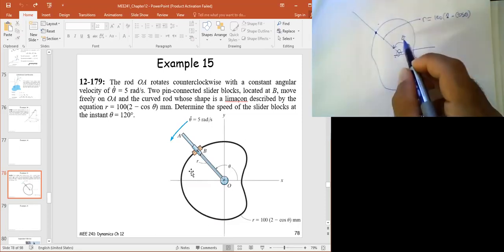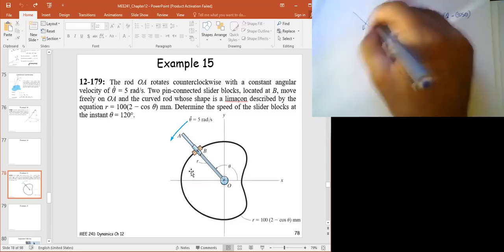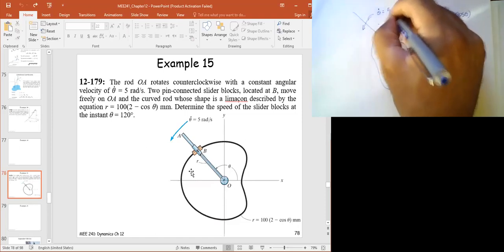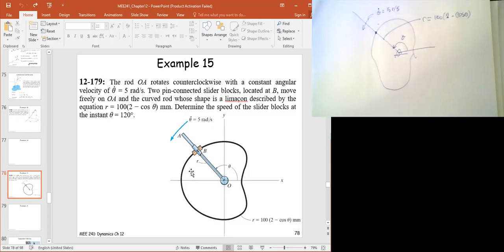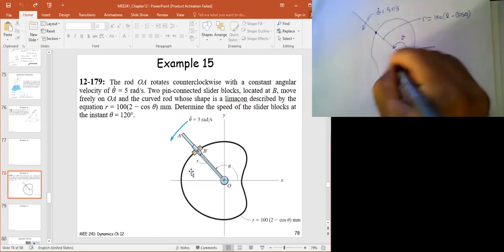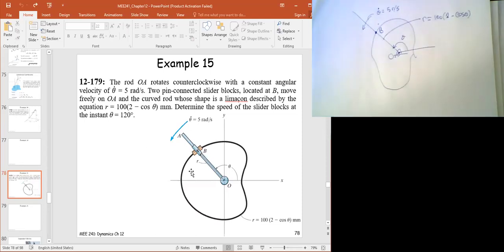They told us that theta prime is equal to 5 radians per second. Doctor, can I say that this is OB? Yes, it is. So this is point O, and this is point B. We're trying to find the speed at 120 degrees. How can I do this? We can use the formula for V. Bravo, exactly. So V is equal to R prime UR plus R theta prime U theta.